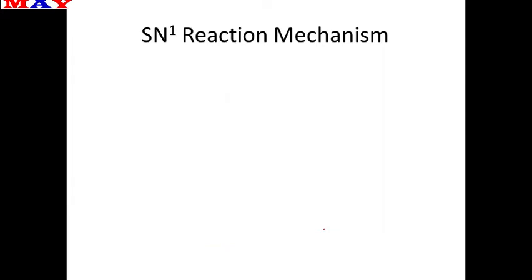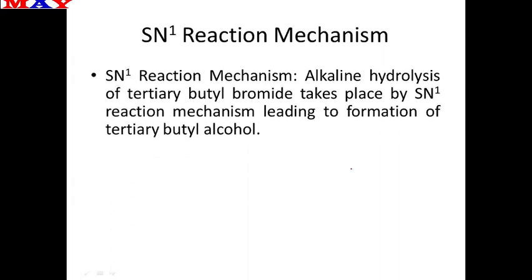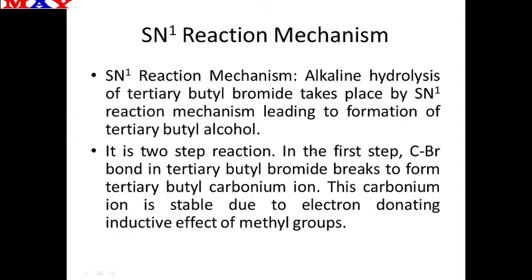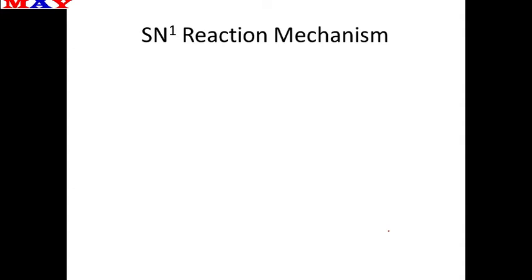An intermediate is formed with pentavalent carbon. SN1 reaction mechanism. Alkaline hydrolysis of tertiary butyl bromide takes place by SN1 reaction mechanism, leading to formation of tertiary butyl alcohol. It is a two-step reaction. In the first step, the C-Br bond breaks to form tertiary butyl carbonium ion, and this carbonium ion is stable due to electron donating inductive effect, which is later on attacked by OH minus in the second step.